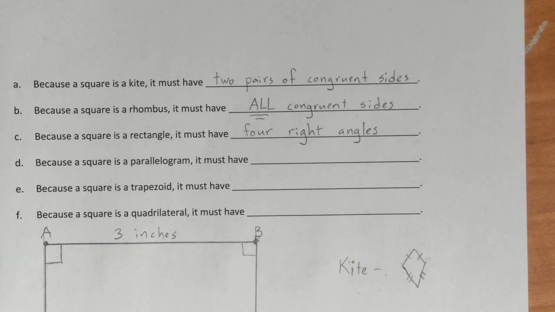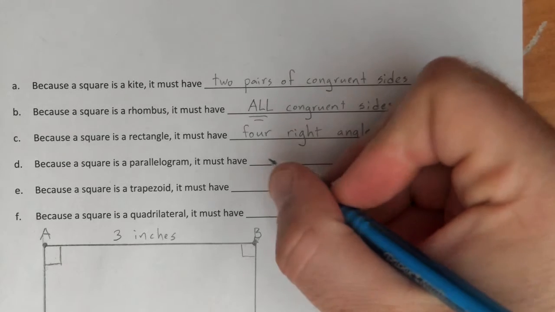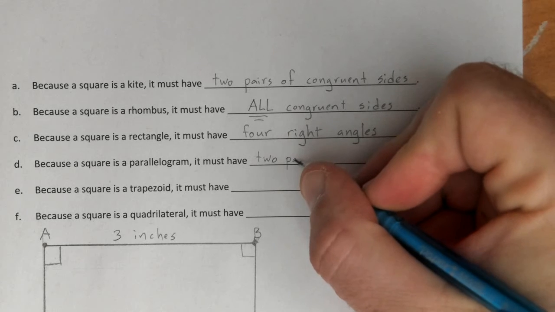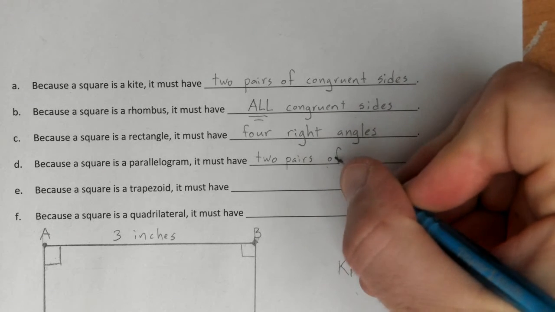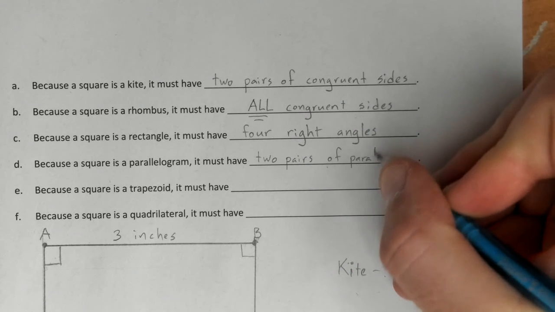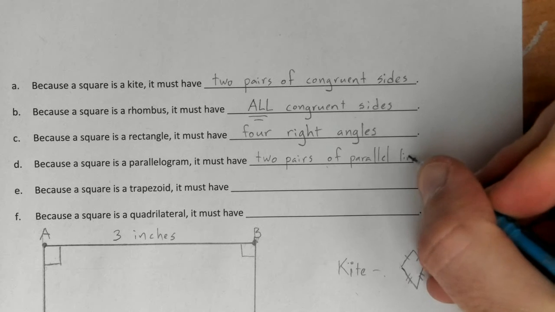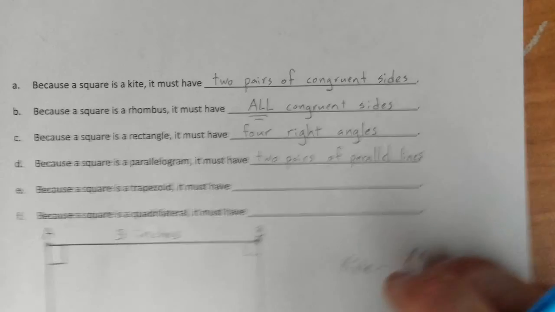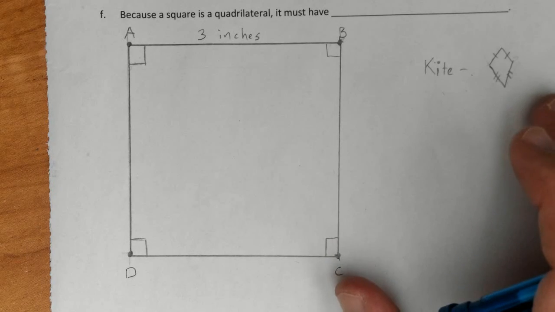Because a square is a parallelogram, it must have, okay, the one thing that's unique in a parallelogram, two pairs of parallel lines. That's why we call it a parallelogram. It has two pairs of parallel lines. And if you look, a square does as well.